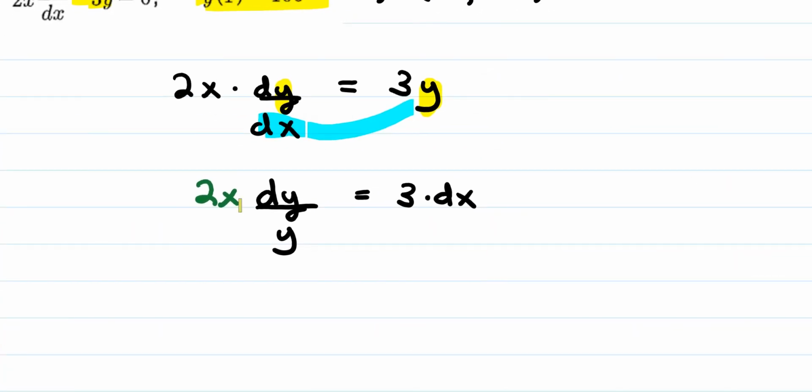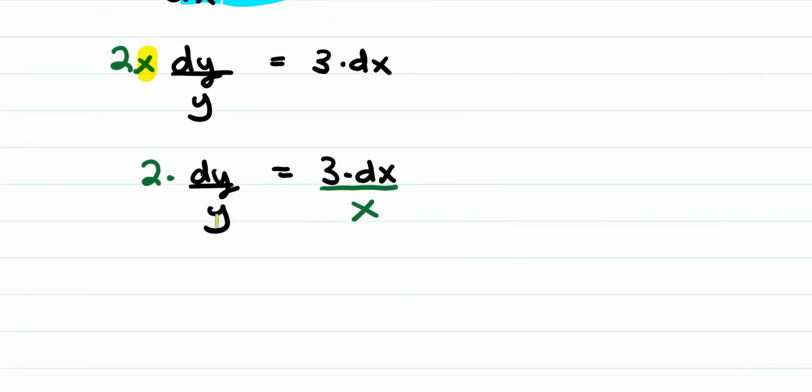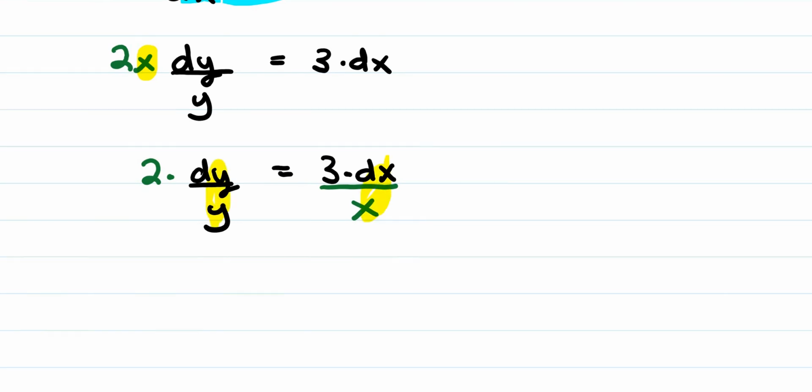After that, I can see that there's an x here, and I need to move this x to the right hand side, and I can do that by moving it right down there. So this is dy over y, and then the 2 still remains. This is going to be equal to 3 times dx, and that x finally moves downstairs like that. Okay, so there you go. If I take a look at this, all the y's are on one side and all the x's are on the other side.